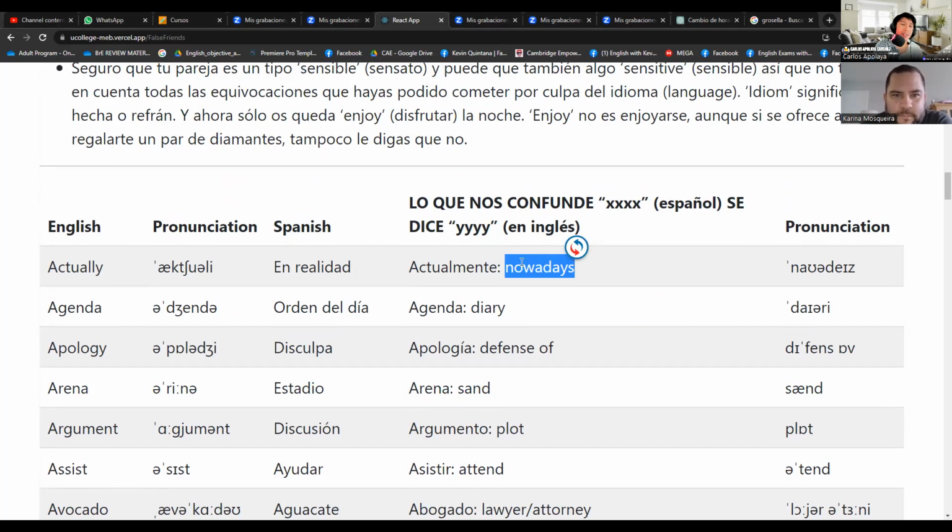Siguiente, agenda es la orden del día. Tu agenda donde tú escribes tus cositas a diario se dice diary.